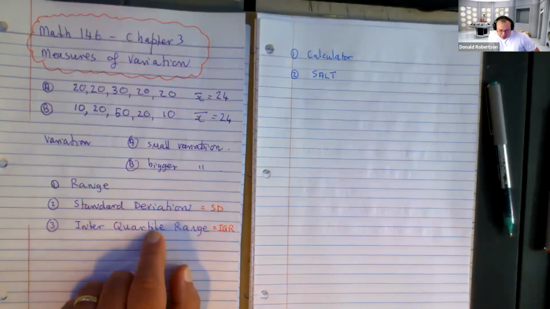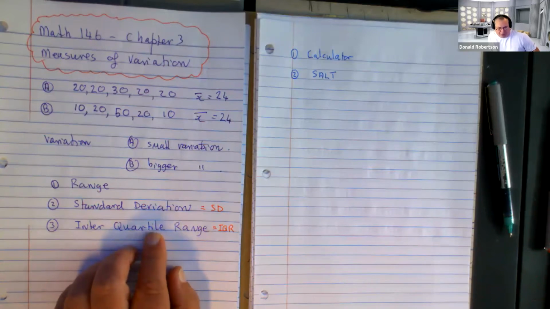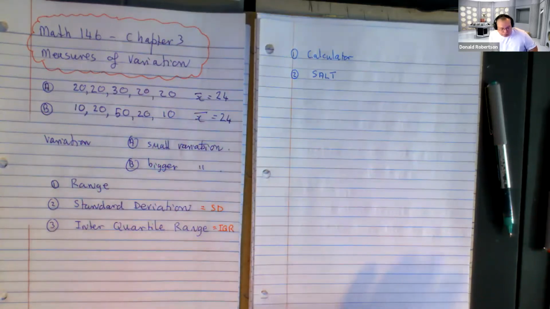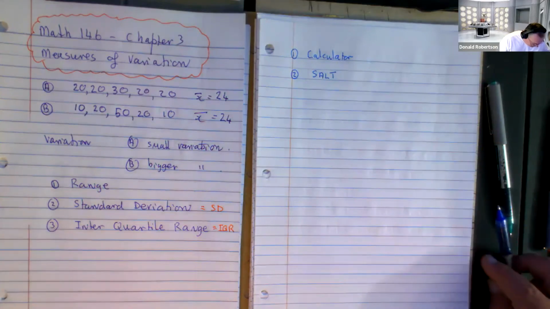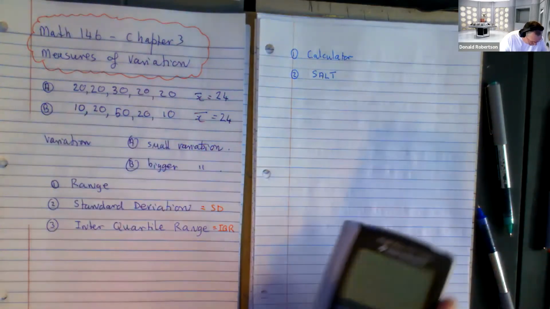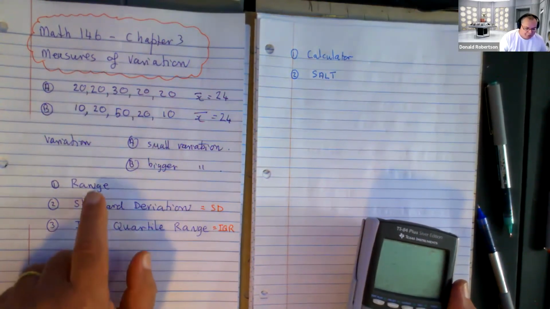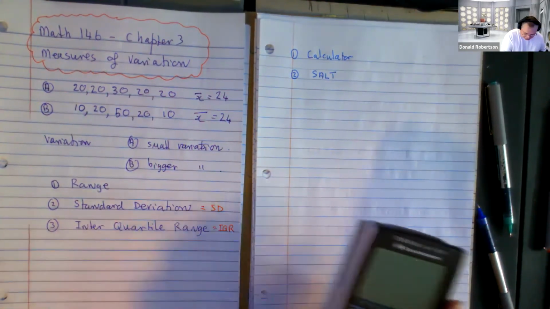The interquartile range, you could probably get away with it, right? But it's a bit awkward. So it's much easier if we just let the calculator do these things. And so let's jump right into it. How do we get the calculator to find all 3, right? Our range, our standard deviation, and interquartile range.